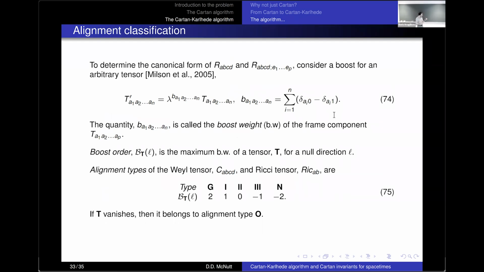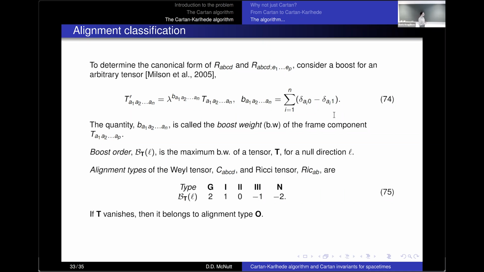And now what's neat is this in itself is not invariant. The boost order, which is the maximum boost weight of a tensor for a given null direction, is kind of an invariant of a null direction if you want. It's a unique quantity. For each l, we get a boost order. And if we can minimize the boost order, that is something that we can use to classify a tensor.